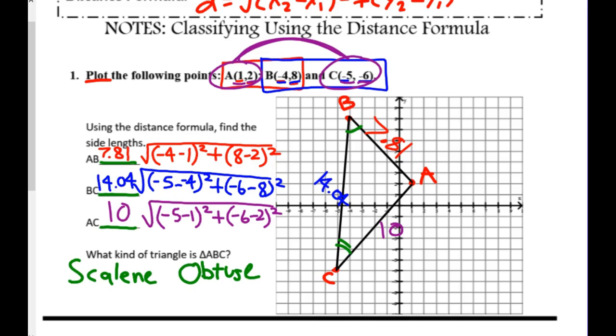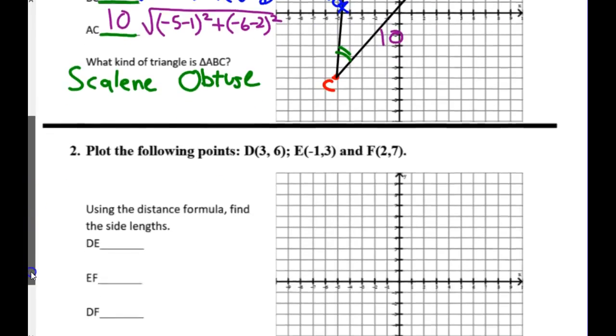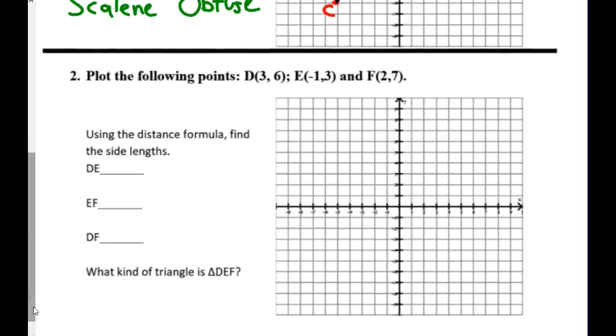So, questions so far? Anyone still need this? Okay, so we're going to zoom down to number 2. And we're going to do the same thing. So, first step, let's plot these points.